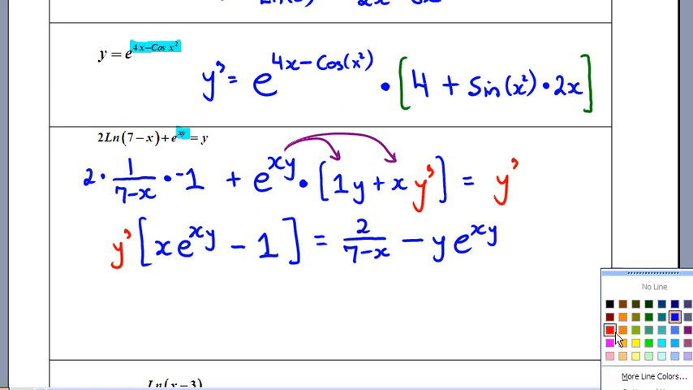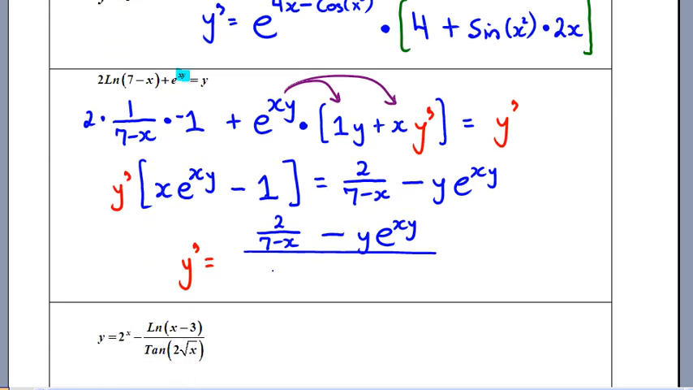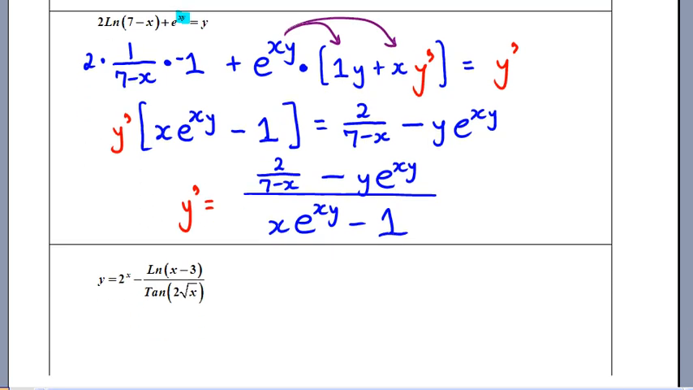Okay, hey, this is not going to look pretty, but that's okay. Probably only going to need it once. Y prime. This is going to look awful. The top is going to have fractions in it. It's going to be 2 sitting on top of 7 minus x minus y e to the xy, all sitting on top of this binomial x e to the xy minus a 1. Ugh. Usually you only have to use that once, right? So let's just walk away from it.